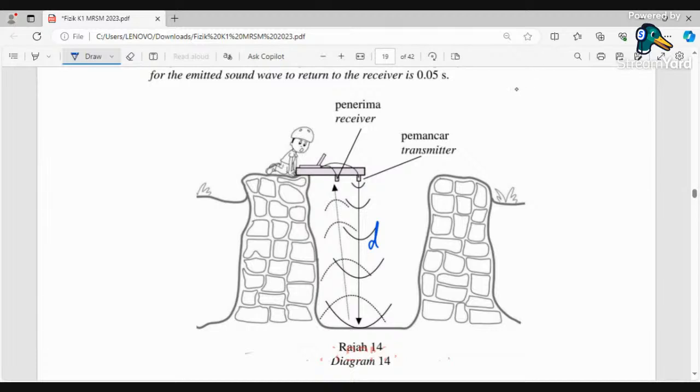Okay, I hope you still remember the formula that we use. D equals to VT divided by 2. Okay, because D is a one way, the ultrasound or the sound wave is moving two way. That's why the time taken need to divide by 2. So we have this formula.